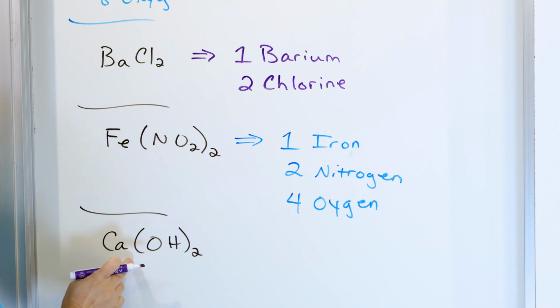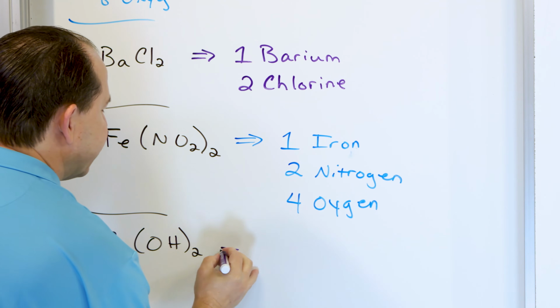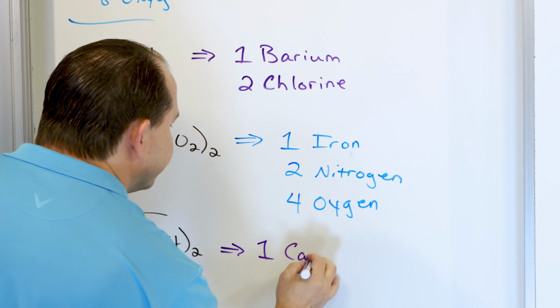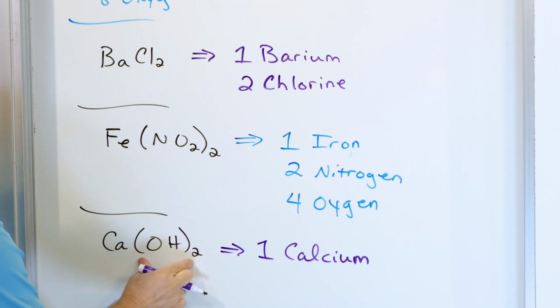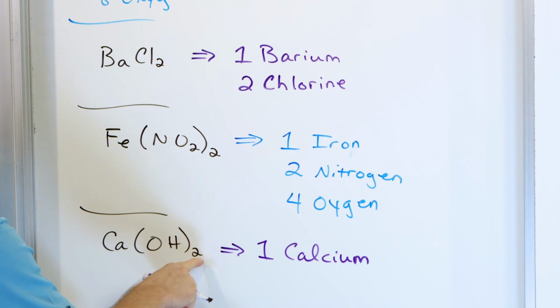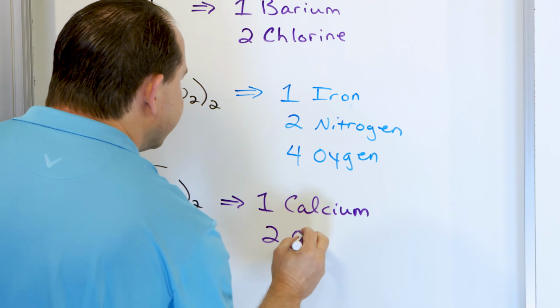So how many calciums do we have? There's an implied 1 here, so there's actually only 1 atom of calcium. Right? What else? Inside here, this is a polyatomic ion that acts as a group, and we have two of these kind of groupings here. There's one oxygen here. 1 times 2 is 2, so 2 oxygens.